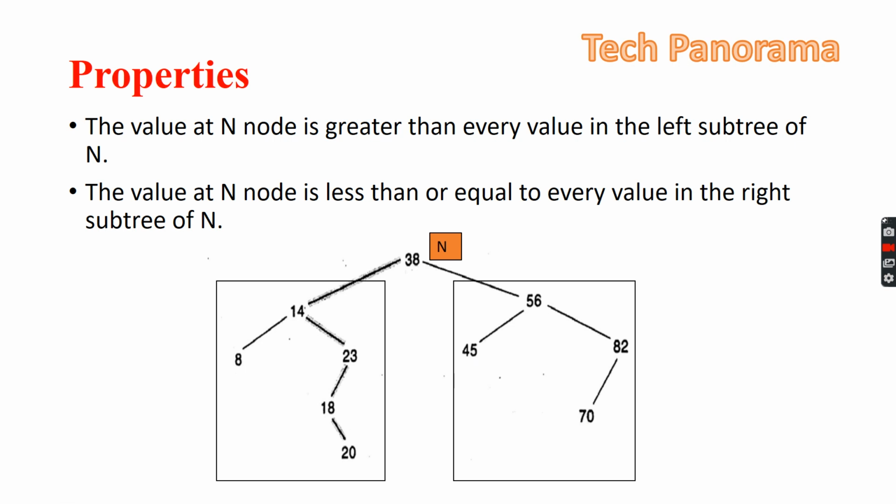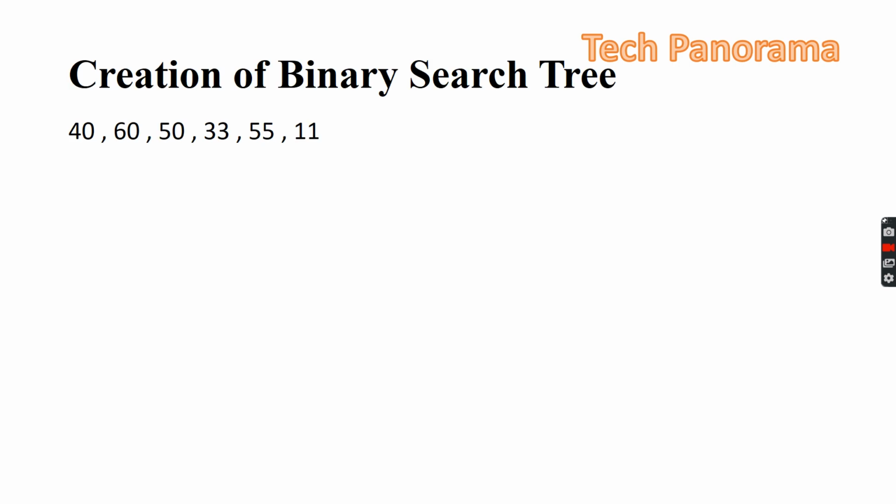So next, in our next part, we will discuss the creation of the binary search tree. Here I am taking the example 40, 60, 50, 33, 55 and 11. First, 40 will be inserted in the tree as a root. Next, we will take the value 60. As 60 is greater than 40, it will be its right part.